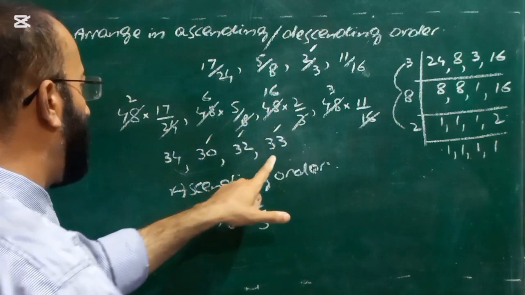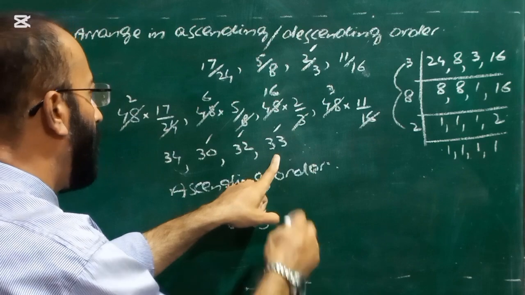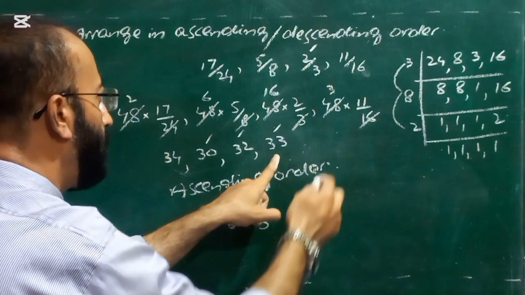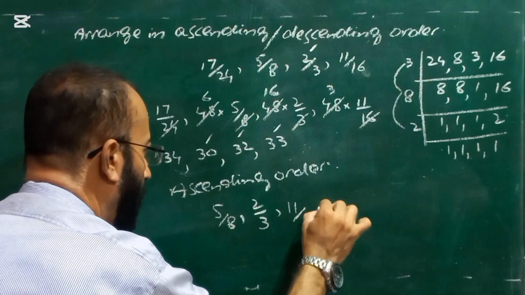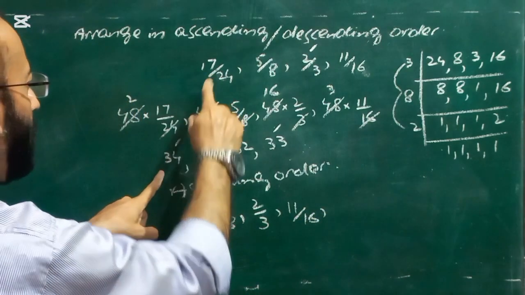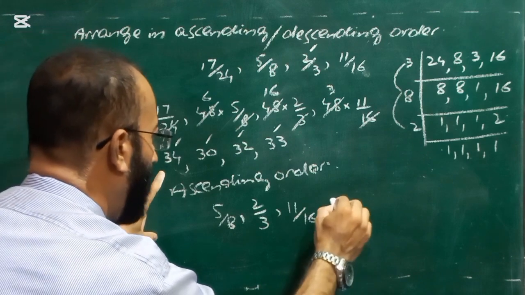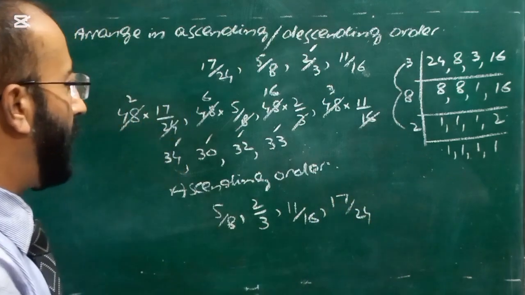After this, this is the value. So this is the fourth one. This is the fourth value. So this is the fourth fraction, so 11 by 16. And finally, this is the maximum value. So this is the first one, and the first fraction is 17 by 24. So this is the ascending order.